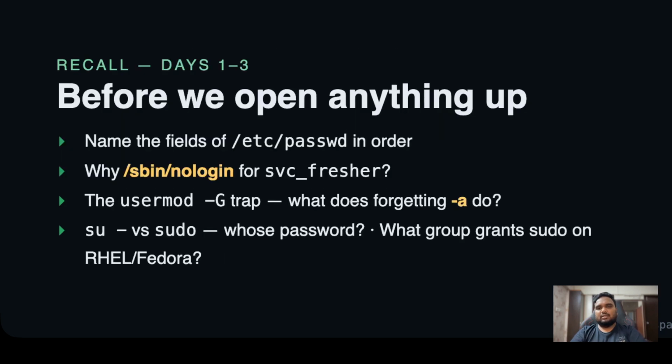So before we start, let's do a quick recall from before. Name the colon-separated fields of /etc/passwd in order. The fields are username, then the x, the password which is stored in shadow, UID, GID, GECOS or comment field, home directory, and the login shell. Why did we give svc_fresher nologin instead of a real shell? The answer is it's a service account, it exists to own files and run a process. It must never be allowed an interactive human login.